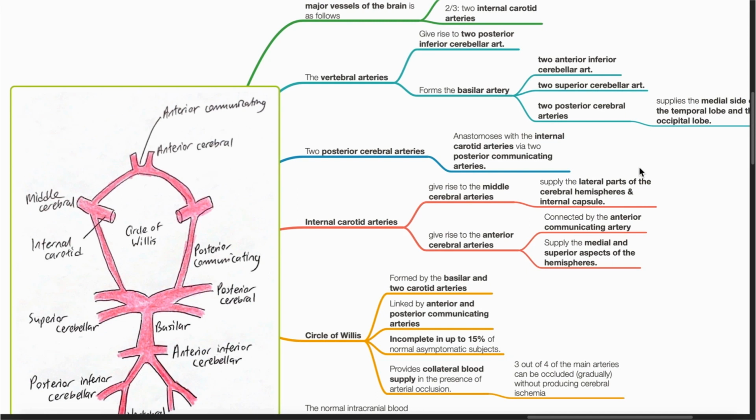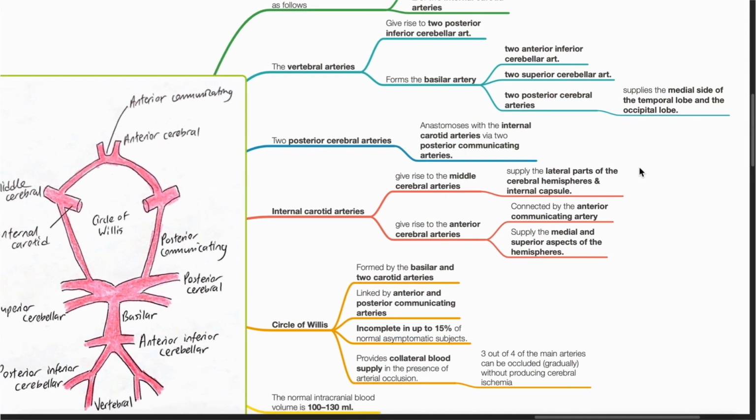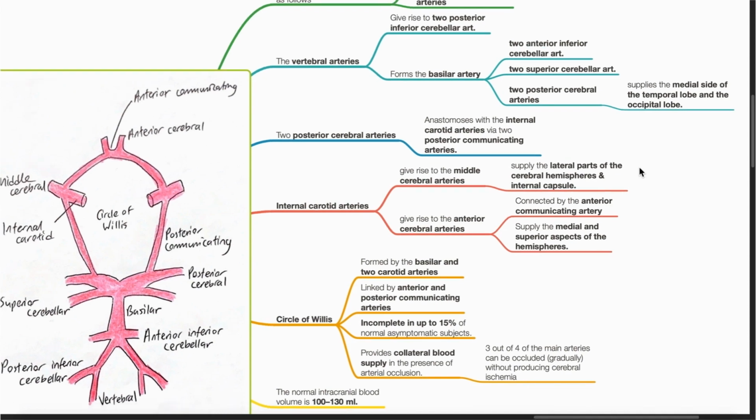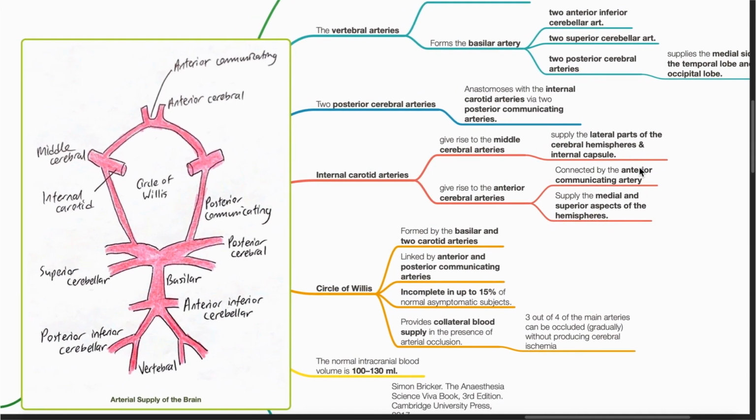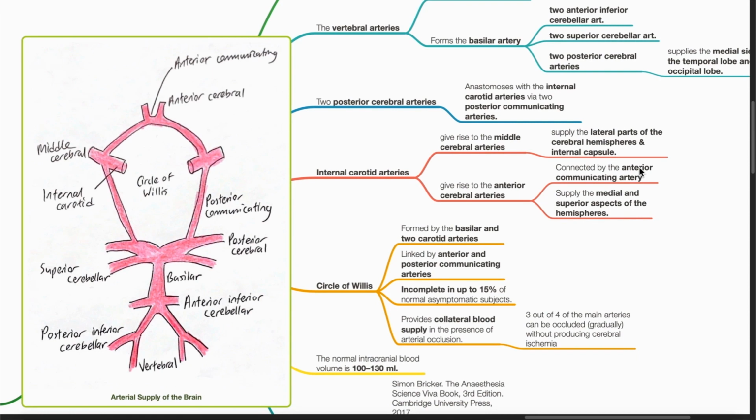The two vertebral arteries form the basilar artery, which branches into the two anterior inferior cerebellar arteries, two superior cerebellar arteries, and two posterior cerebral arteries, which supply the medial side of the temporal lobe and the occipital lobe. The two posterior cerebral arteries anastomose with the internal carotid arteries via two posterior communicating arteries.